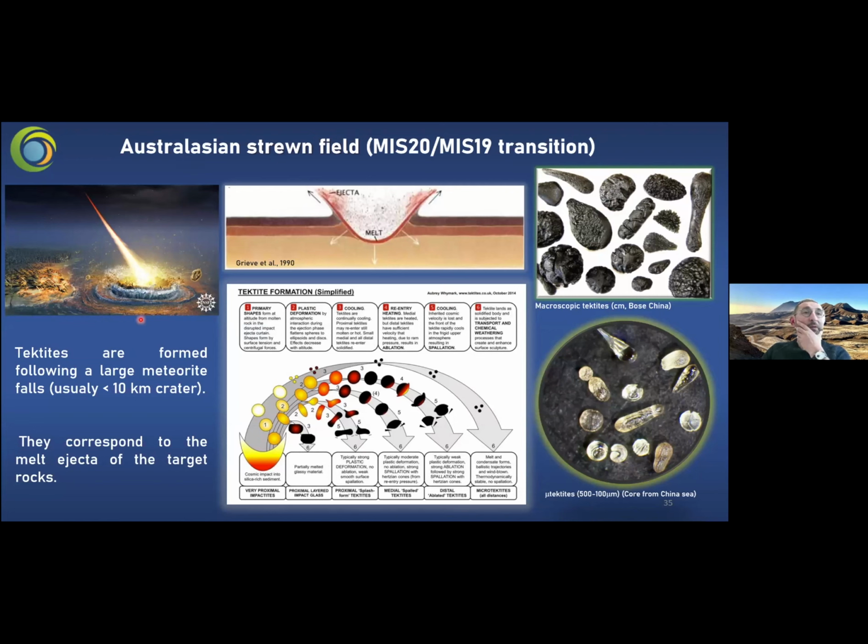So why tektites? Tektites are formed by a large meteoritic impact, more than 10 kilometer craters. They correspond to melted ejecta of the target rocks. So you could see we know their shapes, how far they go as a function of the impactors. These are some examples of pictures of macroscopic tektites from Asia. And this is a picture that I took from a core from the China Sea. And you have microtektites here that are very nice and relatively small, but easy to find.